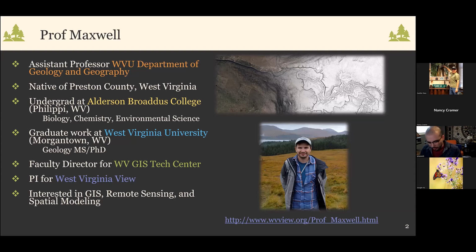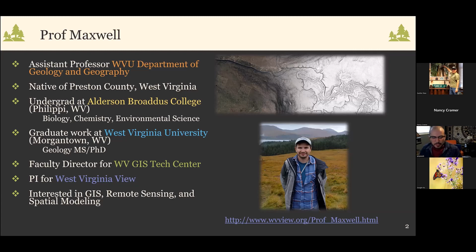Other than working in the department, I'm the faculty director for the West Virginia GIS Technical Center, which is basically a state agency that's housed in our department, and they do applied mapping, data curation, and web app development. It's a really big service for the state, and they do a really good job.